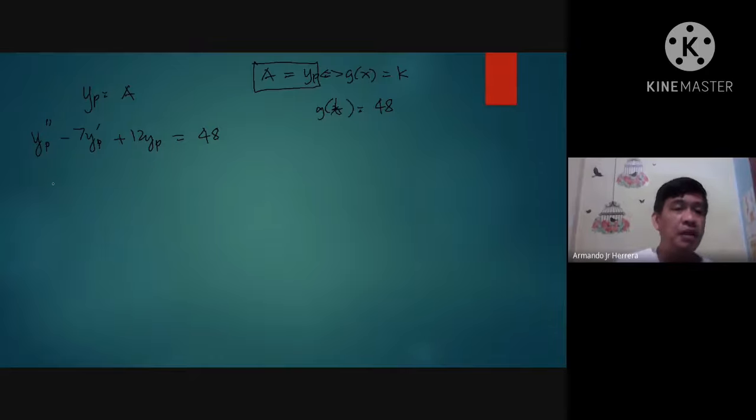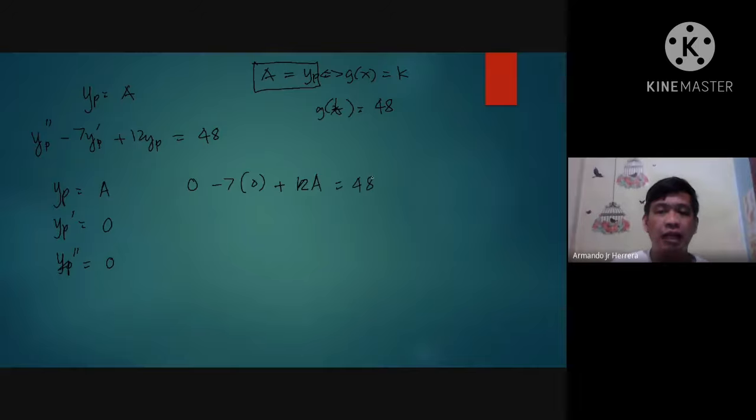So from YP, which is equal to A, YP prime is 0 because this is a constant. So derivative niya therefore is 0. And YP double prime is also 0. So substituting it there, so that's 0 minus 7 times 0, YP prime is also 0, plus 12 multiplied by YP, which is A, is equal to 48. Then now we can solve for the value of A.